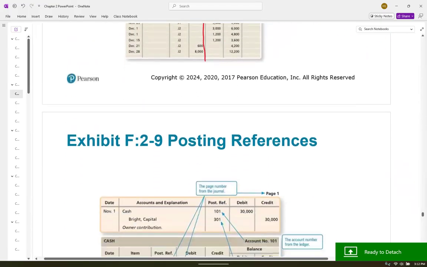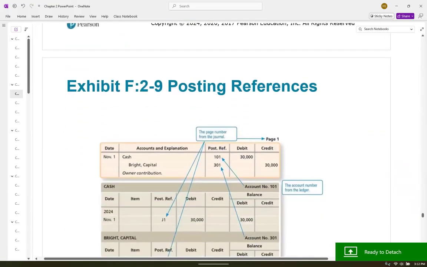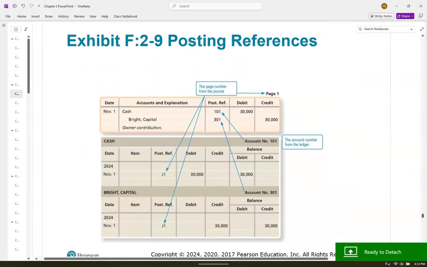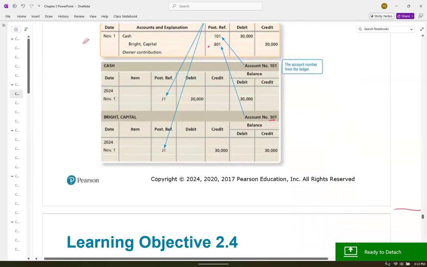Okay. We have posting references. These will refer, so you can see that was the very first entry that had a post reference of 101 because they recorded it in this account 101. And that credit of 30,000 went to account 301. We got those account numbers from that chart of accounts.